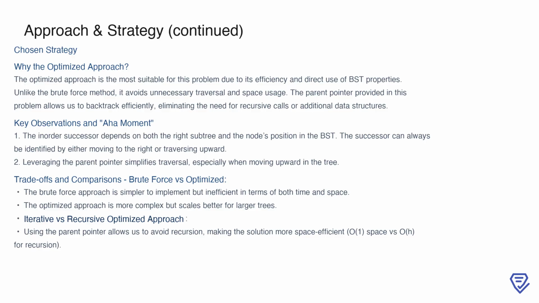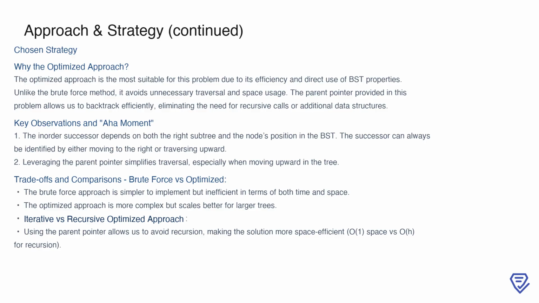A key insight here is that the inorder successor can always be determined by either moving to the right subtree or traversing upward to the lowest ancestor that satisfies the conditions. Between the brute force and optimized approaches, the trade-offs are clear. While the brute force method is simpler to implement, it is inefficient in terms of time and space.